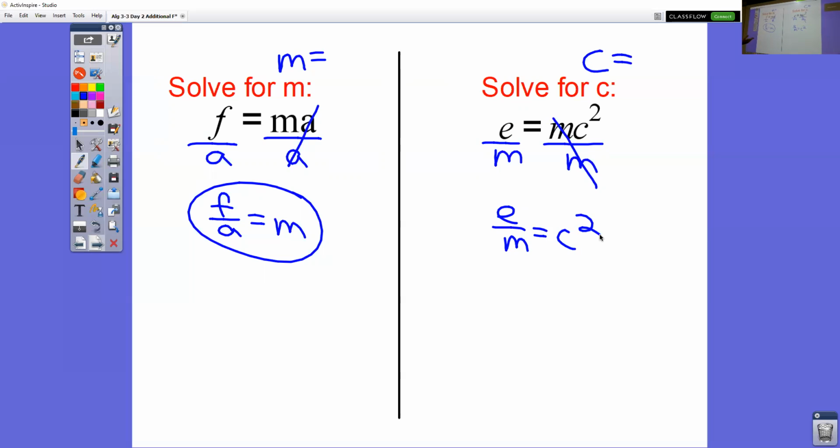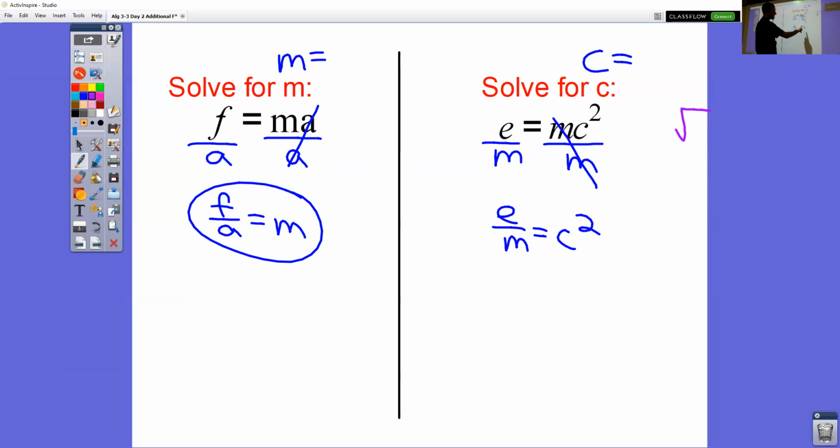Now, this is probably something that you've never actually done before. The opposite of squaring a number, all right? Because that really says c squared, or c to the second power. The opposite of squaring a number is to take the square root of a number. The square root is that little check mark symbol, all right? That's the square root of a number.